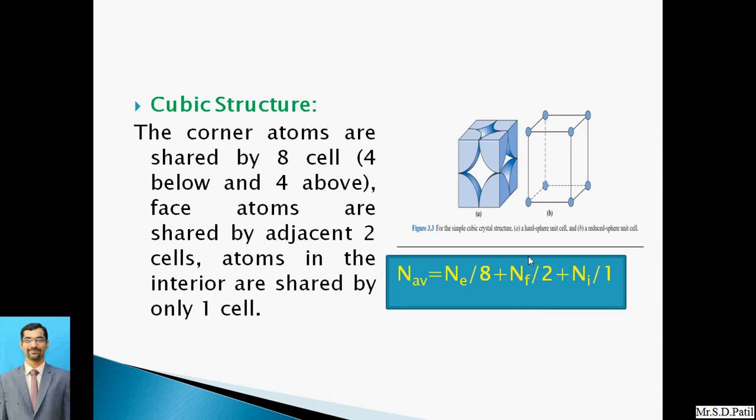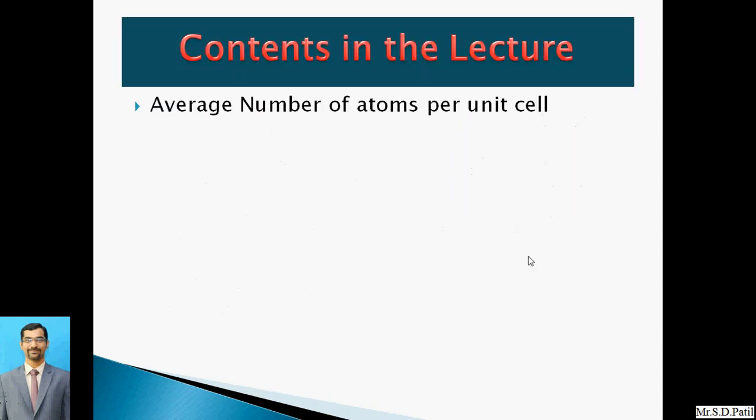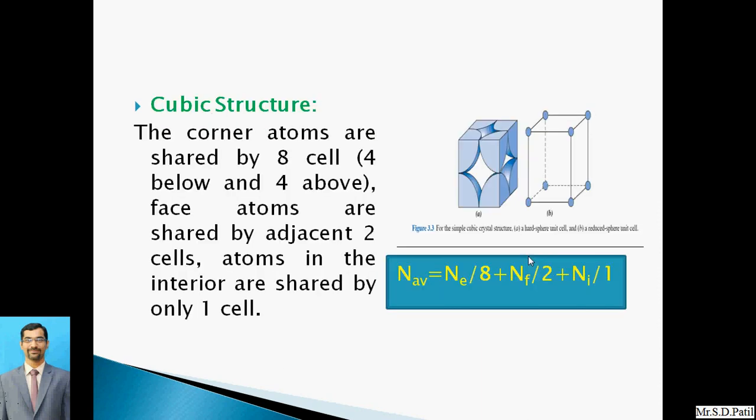First of all, the cubic structure. How the formulation has been carried out to calculate the average number of atoms per unit cell, the explanation will be given here. Try to understand how this formula has been generated. This is the formula for calculation of the number of atoms per unit cell. What is the unit cell? We also covered that in the last lecture. The unit cell is basically a combination of lattice and basis.